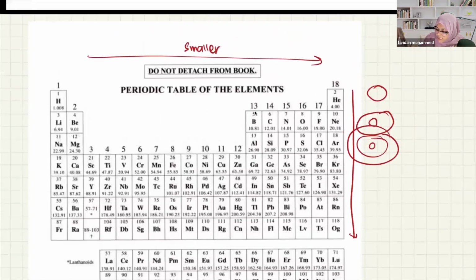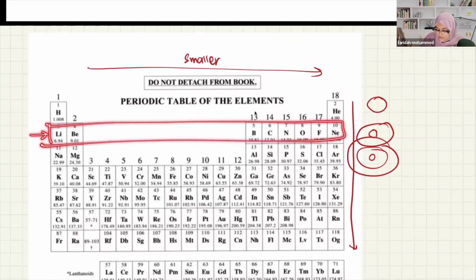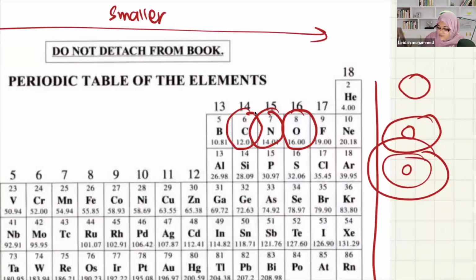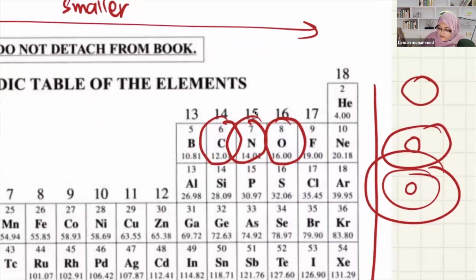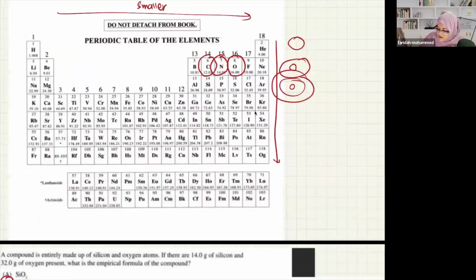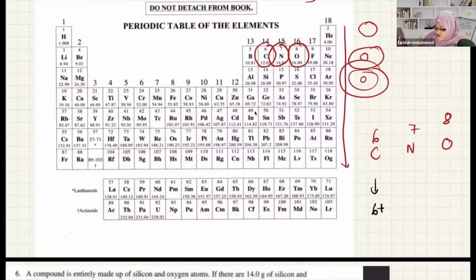But when it is in the same period, what makes it become smaller, since they have the same number of shells? Let's say we want to compare carbon, nitrogen, and oxygen. What we look at is the atomic number. The atomic number for carbon is 6, nitrogen is 7, oxygen is 8. The atomic number also tells us the number of protons. That means we have 6 protons for carbon, 7 for nitrogen, and 8 for oxygen.